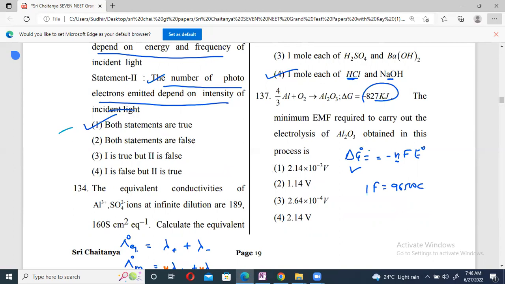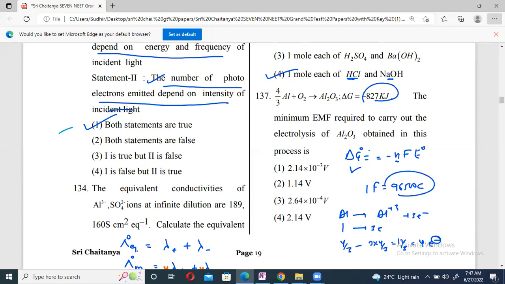I will tell you. If it is aluminum, it is ionized to form Al plus 3. Plus 3 means 3 electrons. If it is 1 mole, it gives 3 electrons. And if it is 4 by 3 mole, how much does it give? That is equal to 3 into 4 by 3, which becomes 12 by 3, that is equal to 4 moles of electrons. Right? So the n value you take as 4.